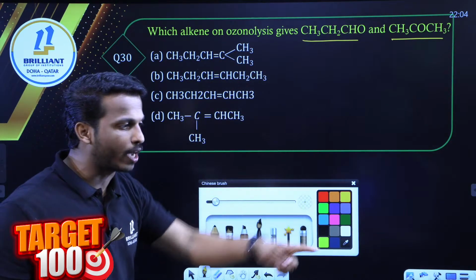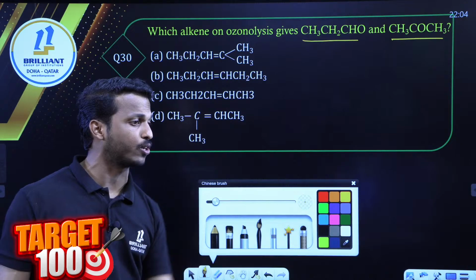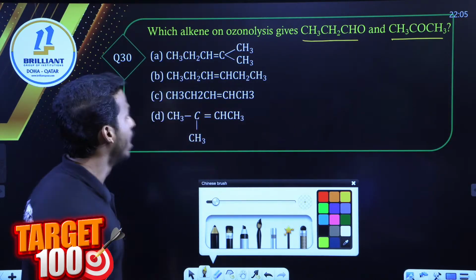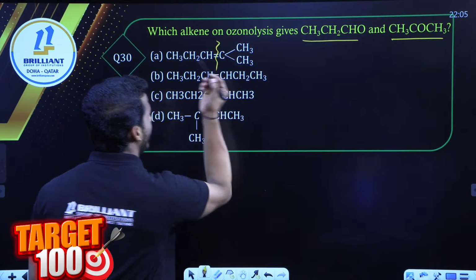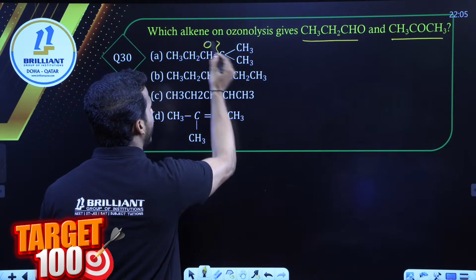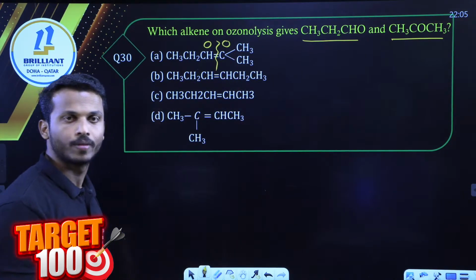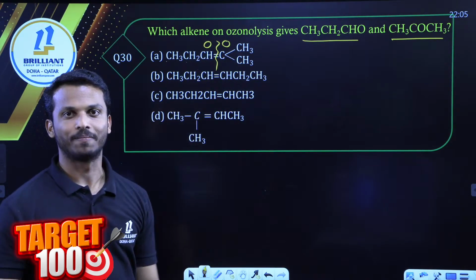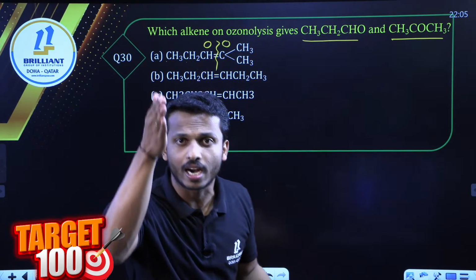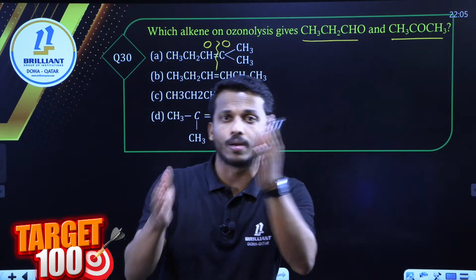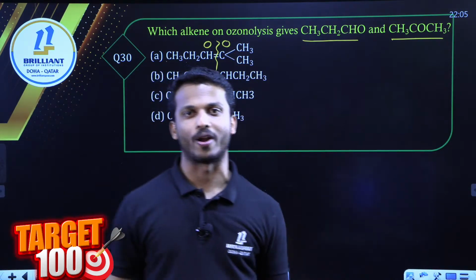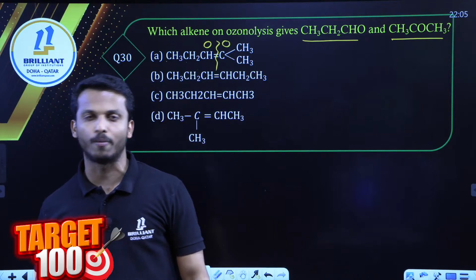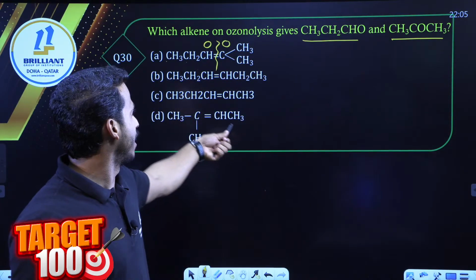From which alkene can you prepare this? No doubt you can say the answer is option A. Why? Break the double bond, put one oxygen left and right. That's the product. CH3CH2CHO and CH3COCH3. So ozonolysis means just cut the double bond and put one oxygen on the left and right, that is the product. So propanal and propanone you can prepare from this alkene, right?